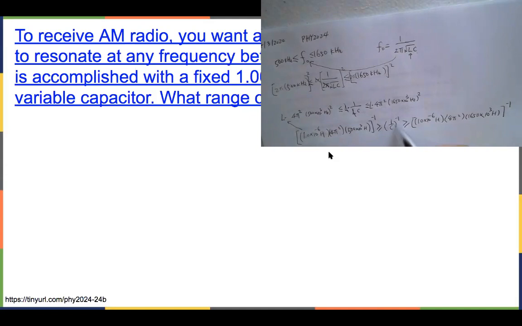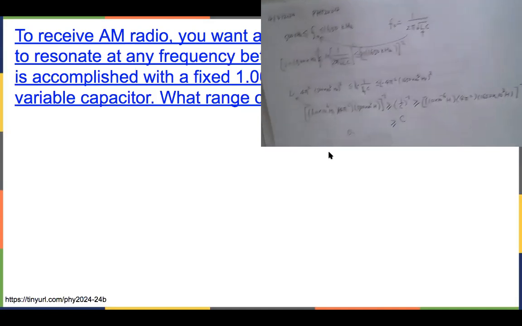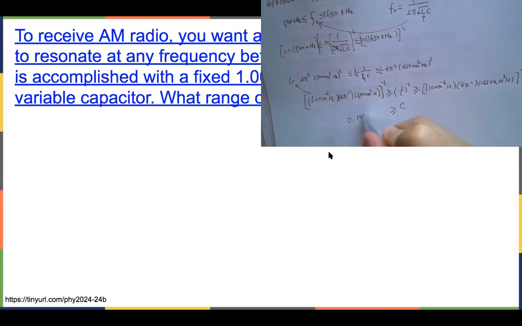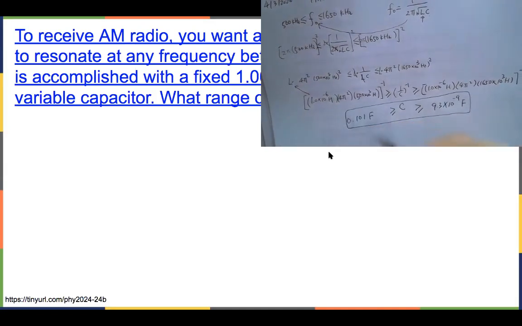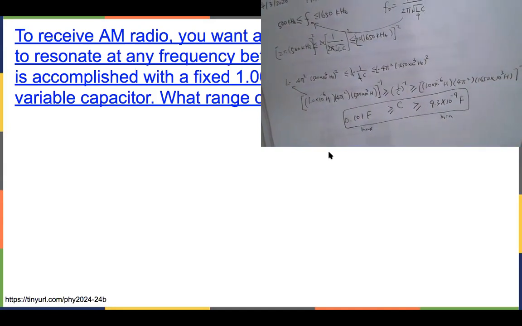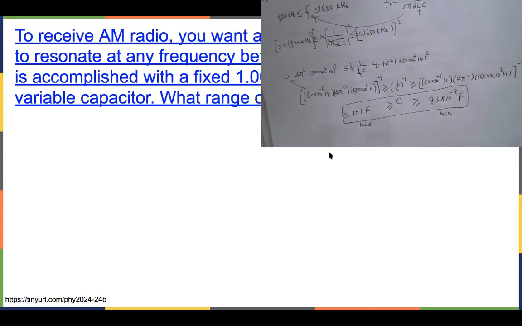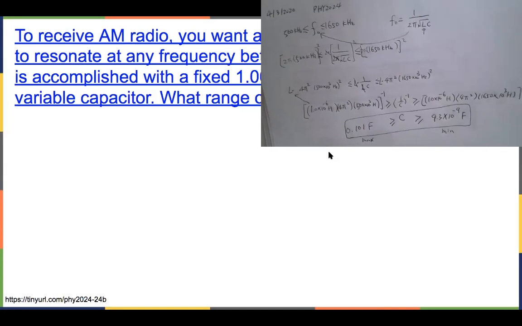Now the inverse of 1 over C will give you just C. If you put the numbers in your calculator, this side is going to be equal to 0.0101 farad, and on this side it's going to be equal to 9.3 times 10 to the minus 9 farad. So this is the range of the capacitance of your capacitor, with this as the minimum and this as the maximum. So that's it for this one. Let me know if you have any questions, just unmute yourself and ask me, okay.